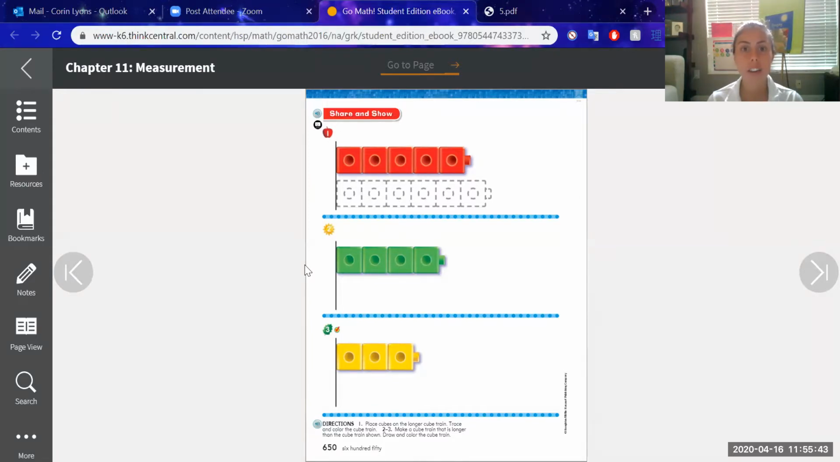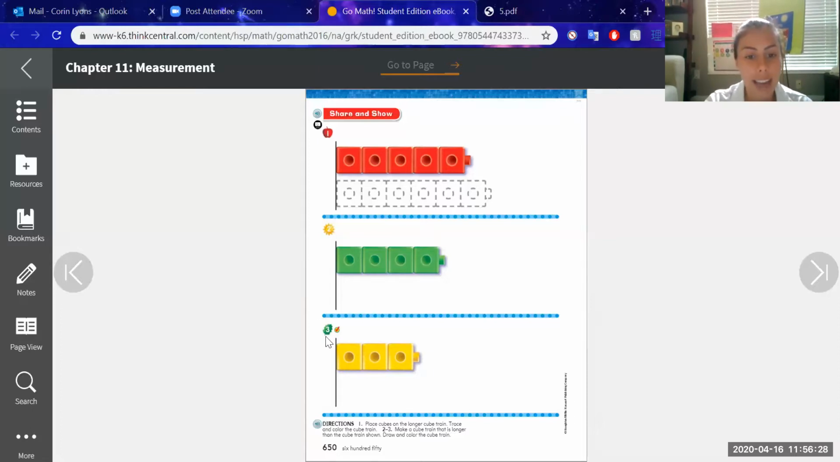How many cubes are you going to put in your cube train to make it longer than 4 cubes? If it's longer, the number has to be more than or greater than 4. You could do 5. You could do 8. You could do 10. Or you could do whatever you want, as long as it's more than or greater than 4. This is mine. I chose to do 1, 2, 3, 4, 5, 6. What did you do? What did you draw?